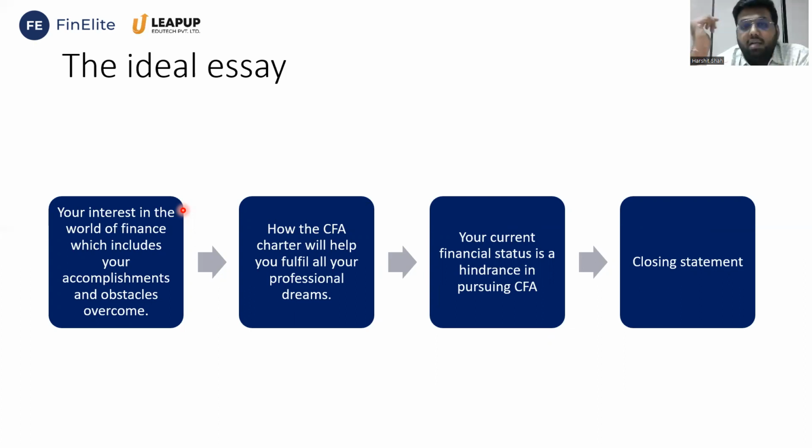The third part is where you talk about the issues you currently have in your finances, because of which it becomes difficult to actually pursue CFA. So you talk about your interest, then how CFA will help you reach your goal, then how your current financial condition is a hindrance to doing CFA. And then the closing statement where you say, okay, I just hope you give me the scholarship. That's the ideal essay. 250 words, no repetitions. That's extremely important because you only have 250 words.